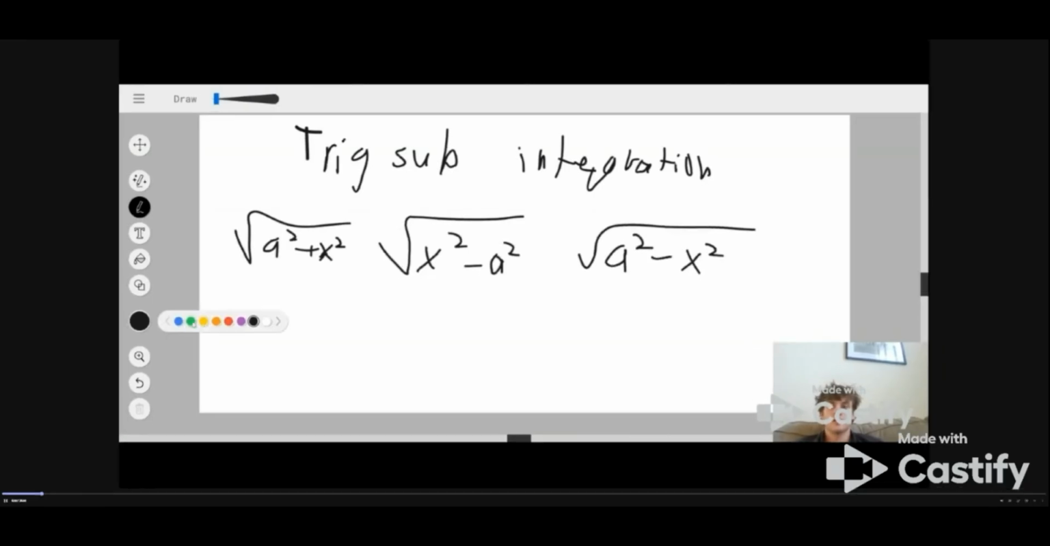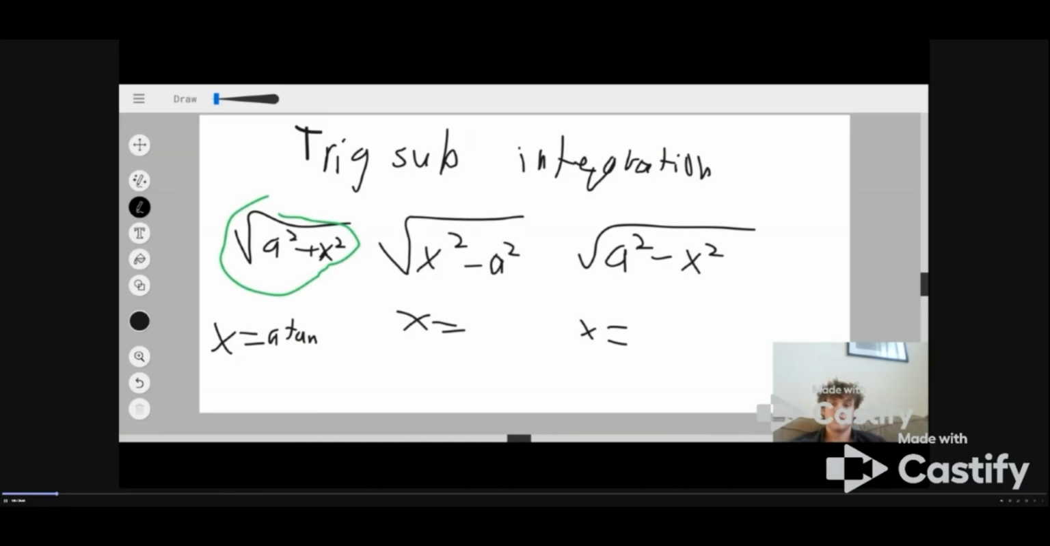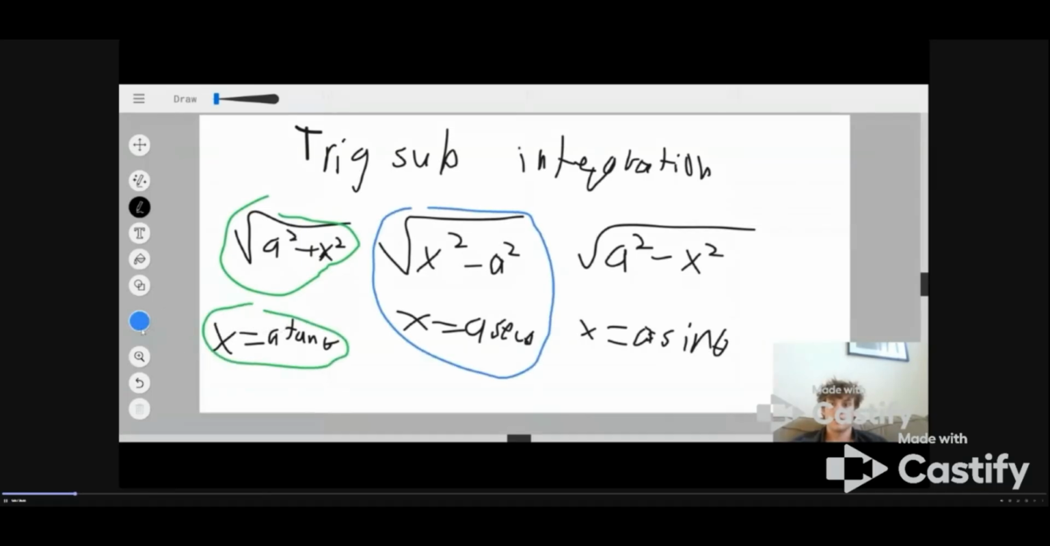If we see something like this, you're going to need to do a sub with x equals. For a squared plus x squared, x equals a tangent theta. For x squared minus a squared, x equals a secant theta. And for a squared minus x squared, x equals a sine theta. If you know these three, you will be pretty much fine. Again, these two go together, these two go together, and these two go together.